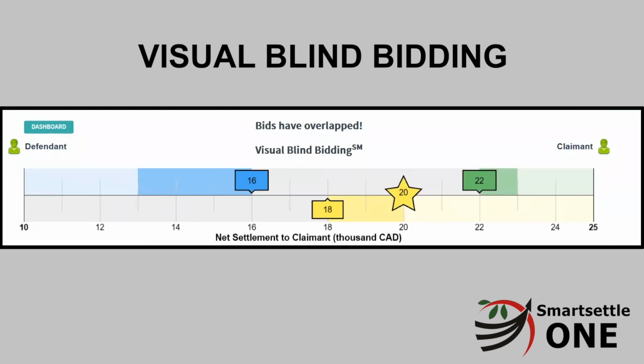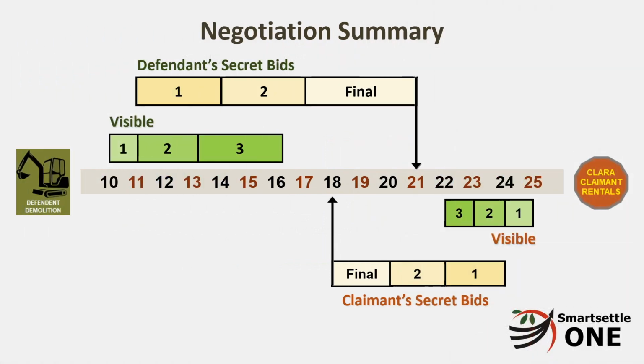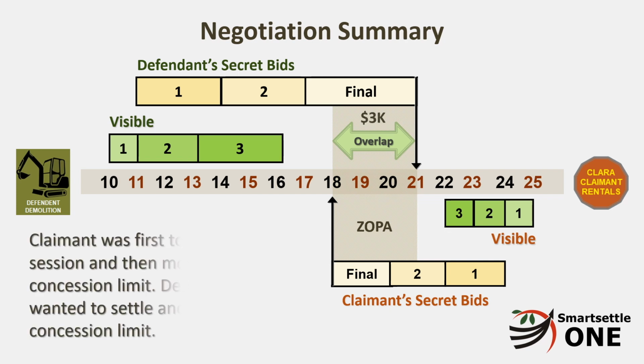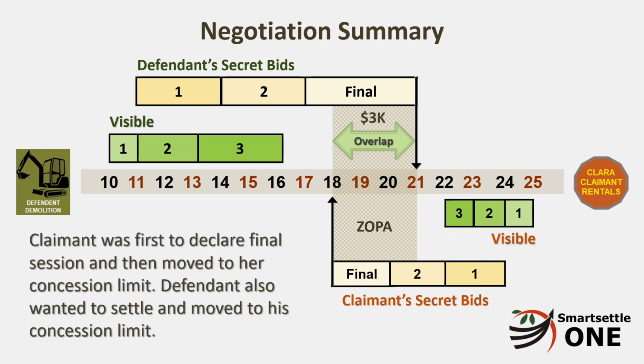But first, let's review what happened. Claimant was first to the ZOPA, at which time she declared final session. Defendant then made a relatively large move, which resulted in an overlap of $3,000. Smartsettle's goal is to encourage a timely and fair outcome, and provide incentive for the parties to move to the zone of possible agreement quickly, and that is exactly what happened. We have a deal between 18 and 21.